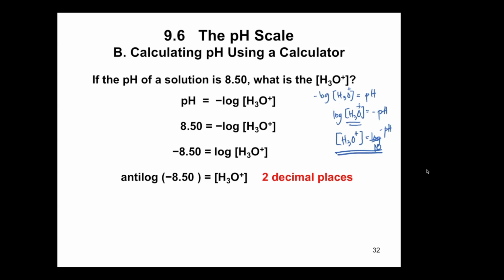So to solve this problem, we raise 10 to the negative 8.5 and we will arrive at the answer 3.2 times 10 raised to negative 9 molar. So yun yung hydronium ion concentration. Okay, again, to calculate the hydronium ion concentration given the pH, so you raise 10 to negative pH value. So 10 raised to negative 8.5 is equivalent to 3.2 times 10 raised to negative 9.